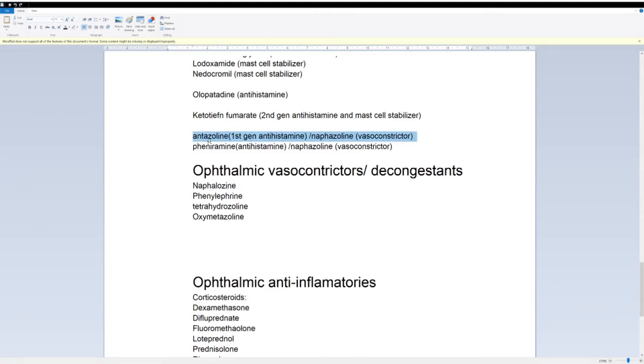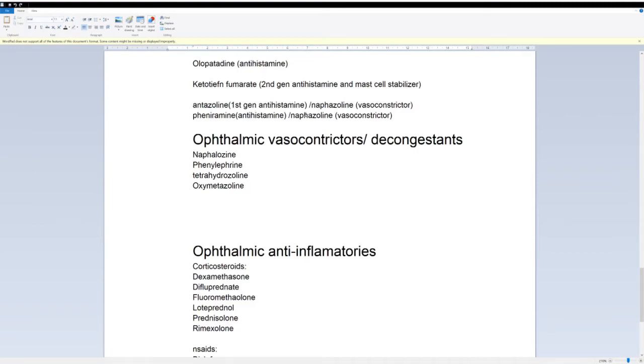And we can look at the combination products, which are antazoline, which is a first generation antihistamine, in combination with naphazoline, which is a vasoconstrictor. And vasoconstrictor just helps reduce the redness of your eye by making the capillaries smaller, so they're a little bit less obvious to see. So it's more of a symptom relief. It doesn't help with any inflammation or anything like that, but it's just more of a cosmetic type of drug. And pheniramine is also an antihistamine, and that's also combined with naphazoline.